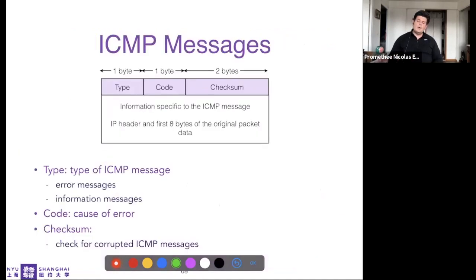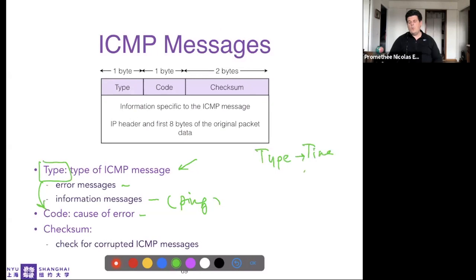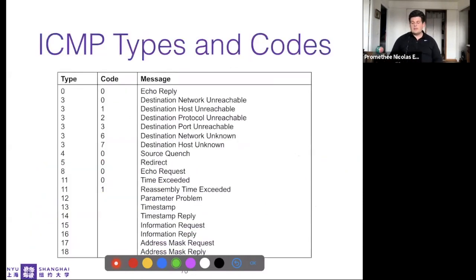Let's look at a few examples. The type tells whether this is an error message or an information message, such as the one I use for the ping. I have a table later. The code is the cause of the error. So for the same type, I may have multiple causes. For instance, if the type is time exceeded, is there only one reason for time exceeded, or are there at least two reasons? Can anybody tell me one code or two codes? It's an easy answer: two. We're going to see that. So let's look at the different messages that we have.